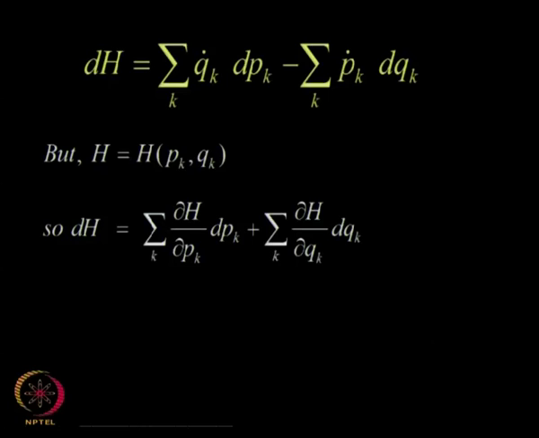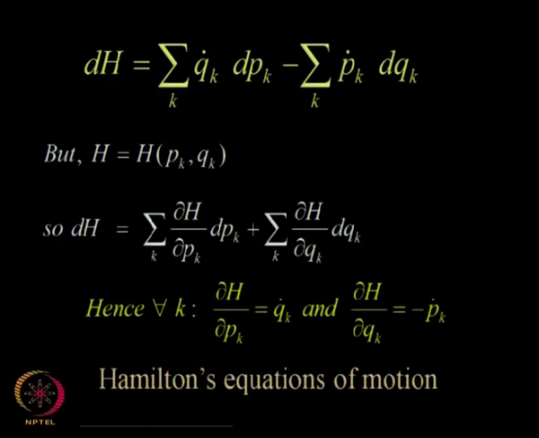The fact that there is an increment in Hamiltonian and this increment can come only from the increments in momenta and from the increments in the coordinates, because those are the quantities on which the Hamiltonian depends, right. So, dH becomes this, and this must hold good for each degree of freedom independently. So, now we have two expressions for the differential increment in the Hamiltonian. One is this and the other is this, right.